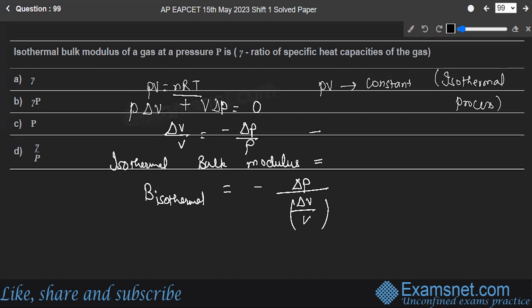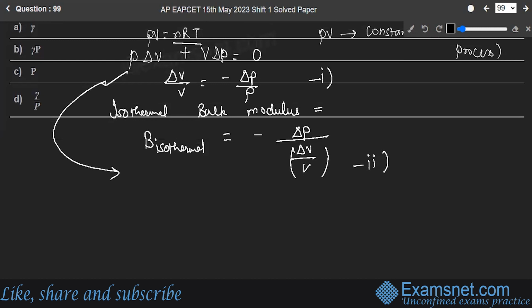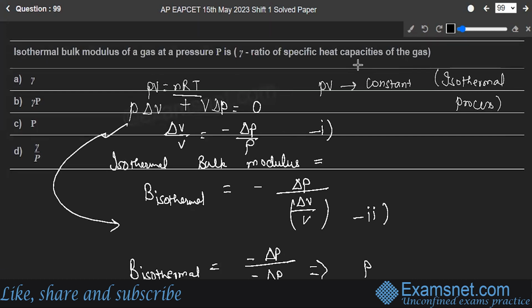Let's say this is equation 1 and this is equation 2. Now put the value of delta V upon V from here to here. You will have isothermal bulk modulus is equal to minus delta P divided by delta P upon P, or this is equal to P only. So the bulk modulus is equal to P. That makes option C to be the correct answer. Hope you understood this. Next is question number 100.